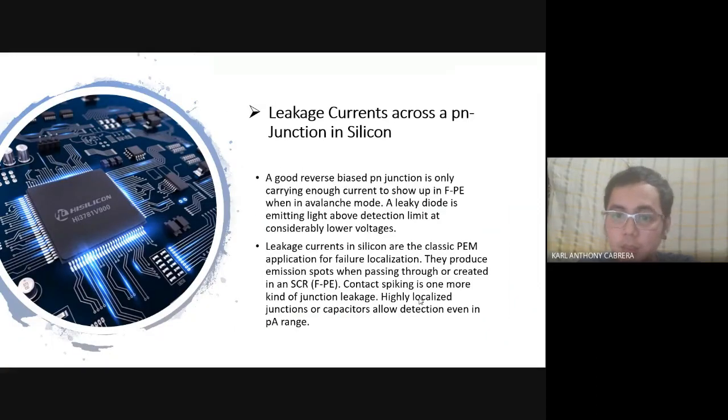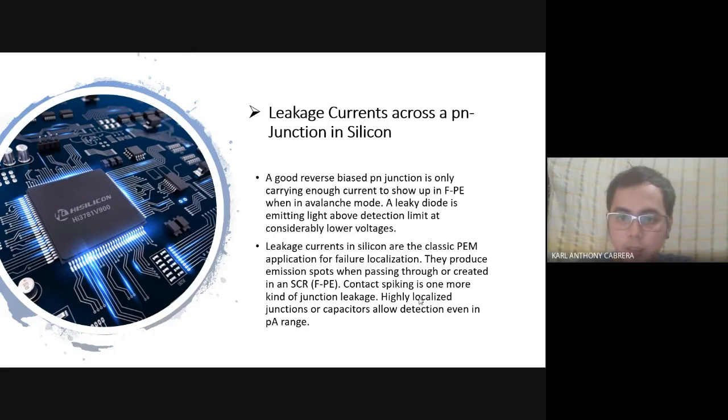Leakage currents across a PN junction in silicon. A good reverse biased PN junction is only carrying enough current to show up in FPE when in avalanche mode. A leaky diode is emitting light above detection limit at considerably lower voltages. Except yung mga well substrate diodes, if a current is leaking all over their large area, yung current density pwedeng di ma-reach ng detection limit.